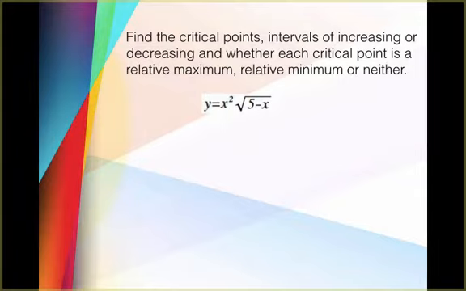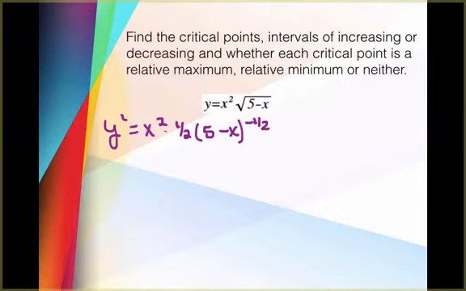Well, because this is a product, we're going to need to use our product rule. So the derivative would be, let's keep the first term, x squared, times the derivative of the second, which would be 1/2 (5 minus x) to the negative 1/2, times -1 for our chain rule, plus, now this time we'll keep our second term, (5 minus x) to the 1/2, times the derivative of x squared, which is 2x.